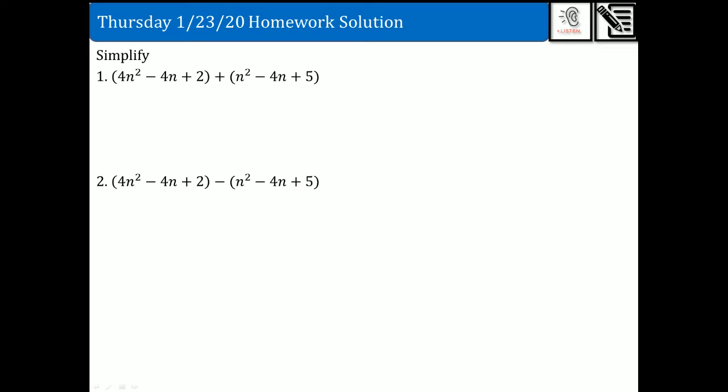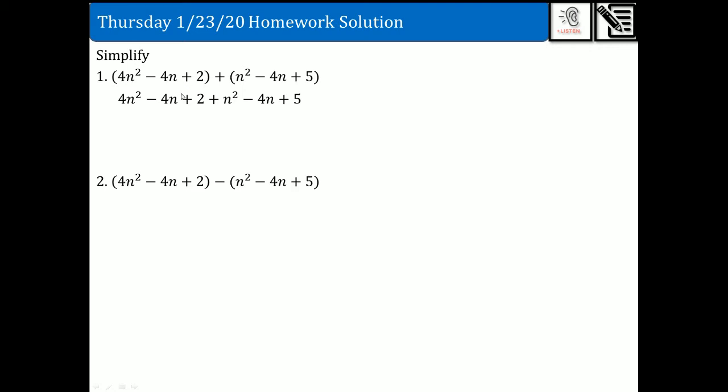Here I have number 1 and number 2. Notice number 1 and number 2 are the same types of polynomial. The difference is that in this one I am adding and in this one I am subtracting. I'm going to show it side by side on the same screen so you can see how the numbers interact. If you watch Wednesday's solution, I told you that there are ones out in here that we're going to distribute. Once you distribute the one, nothing changes because multiplying by one gets you the same number.